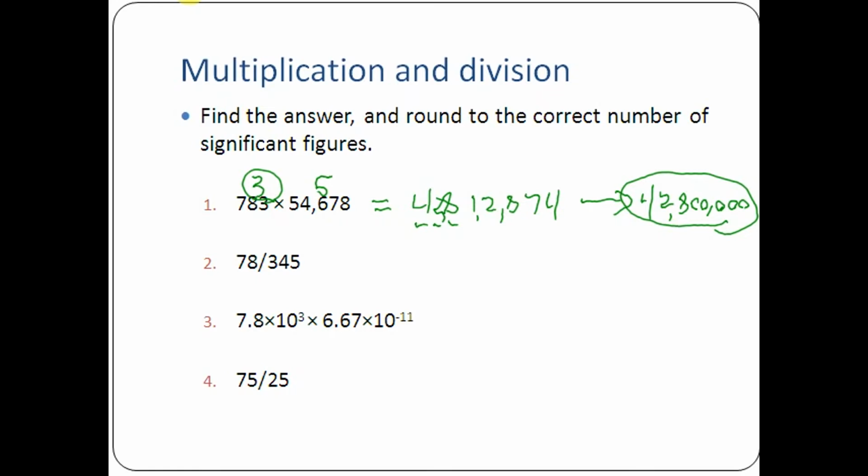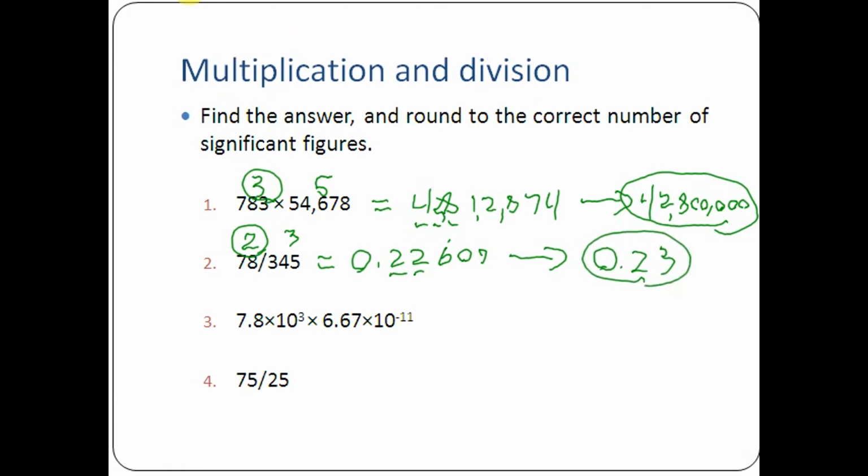We do that and we get an unrounded answer of 0.22609. You put that in the calculator. Now, to round this properly, we have to look at our two things here. 78 has 2 significant figures. 345 has 3 significant figures. Which one has the fewest? 2 is fewer. And so the 2 and the 2 are going to be significant. The 6 afterwards is going to round up. And so we're going to end up making this 0.23, which is our final answer for that right there.